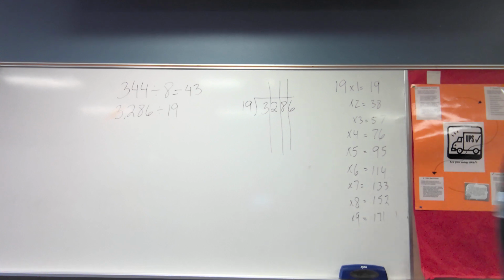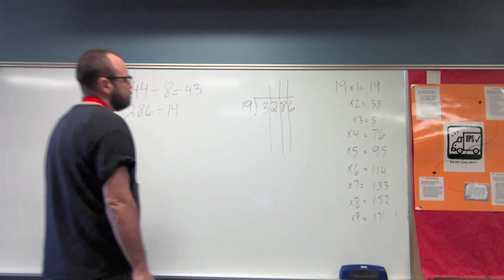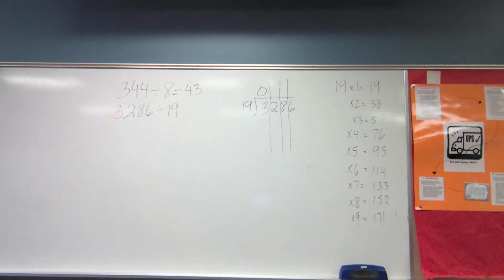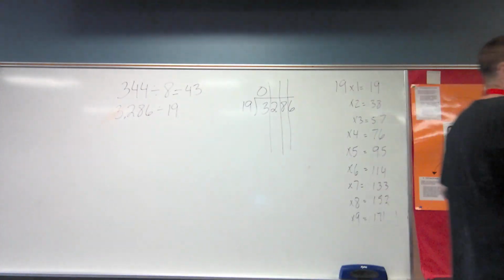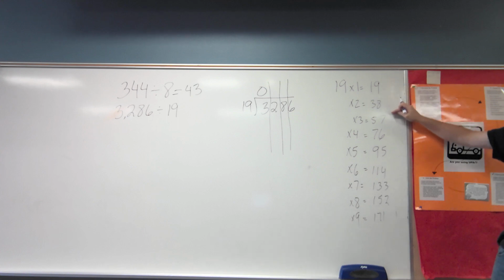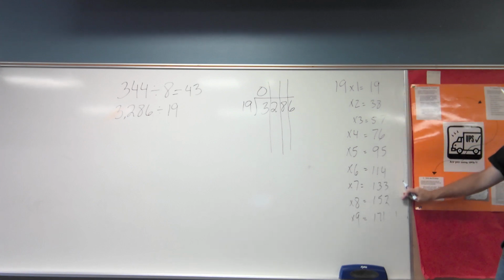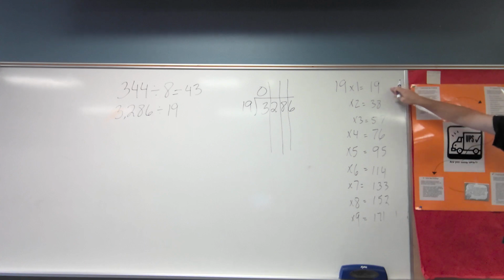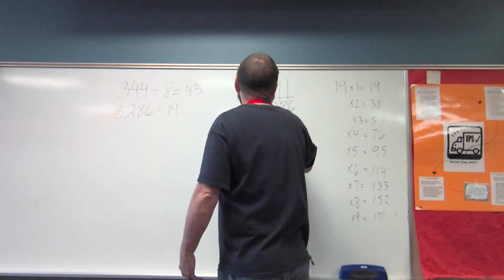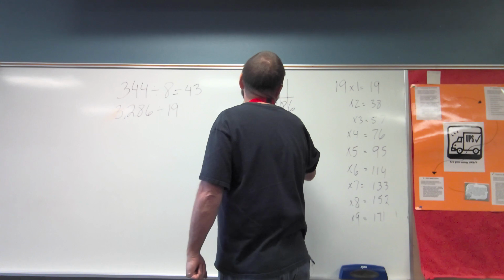All right, so let's call on Zane. Zane, does 19 go into 3? No. Is 19 going to go into 32? Yes. That's where my first number is going to go, in the hundreds place. So now I look over here: I have 19, 38, 57, 76. Which one should I use? 19, because that's as close as I can get without going over. Times 2 is 38, which is too big. So I do times 1, which is 19, and that leaves 13.